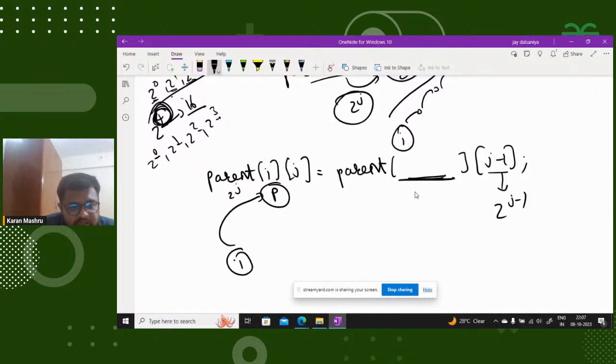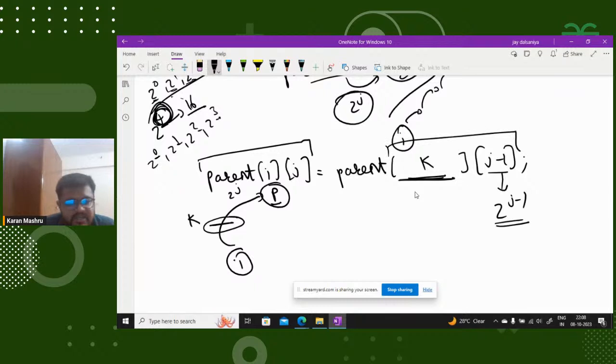The distance between this node and the parent P which I want to find is 2^j. So 2^(j-1) would be somewhere exactly in between. So this is the node which is at 2^(j-1) distance from P. Are you getting my point? Let me call it K. So the parent of the ith node at a distance 2^j is equal to parent of the kth node at distance 2^(j-1). Is this relation clear? First tell me.